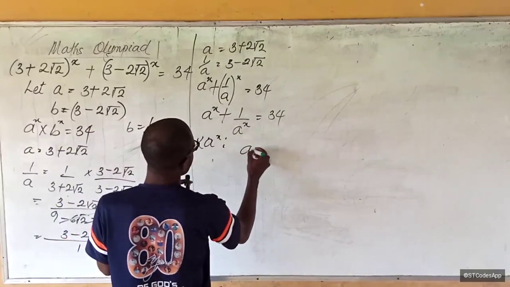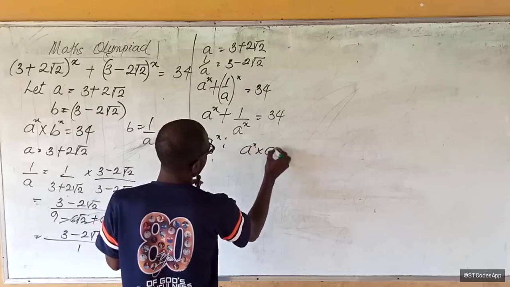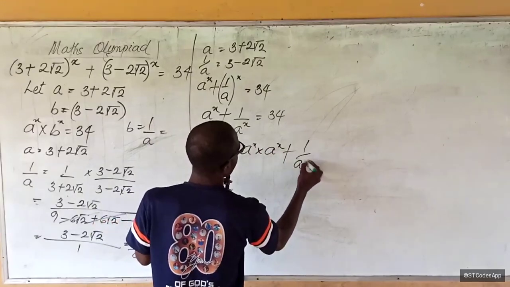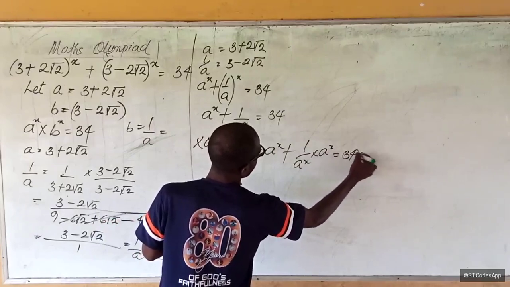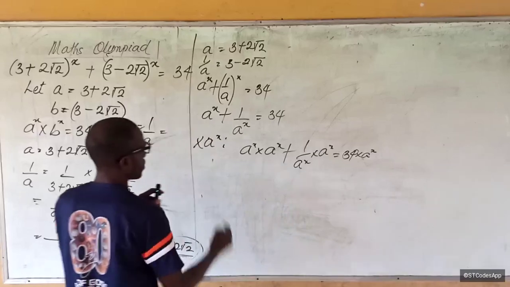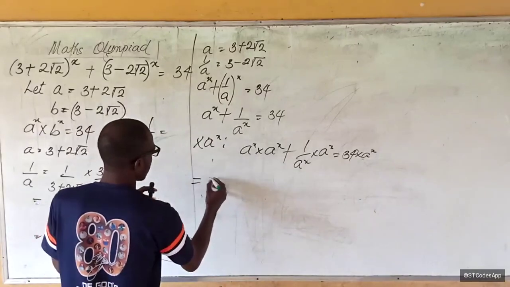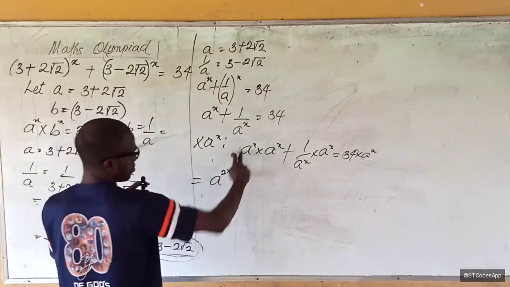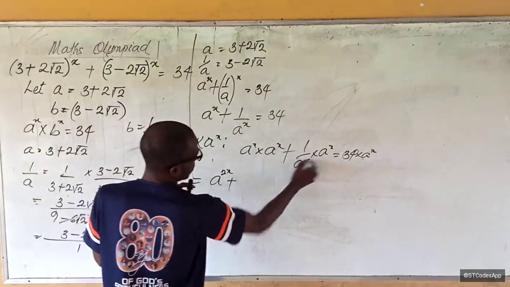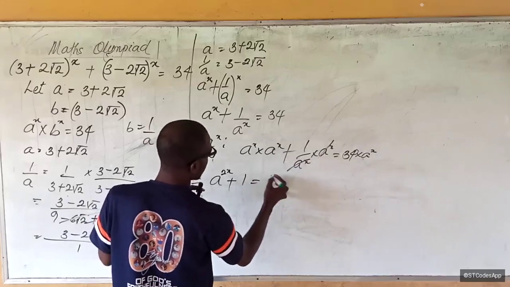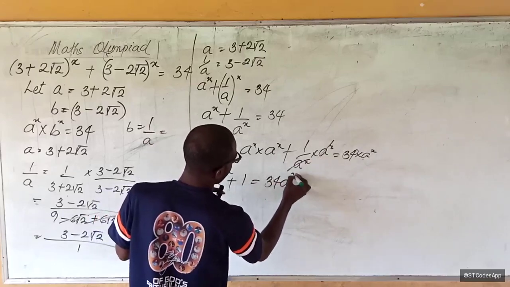This times A raised to the power x will give us A raised to the power x times A raised to the power x, plus 1 over A raised to the power x times A raised to the power x, equal to 34 times A raised to the power x. So this times this gives us A raised to the power 2x, that is addition of the powers, plus 1, equals 34 A raised to the power x.